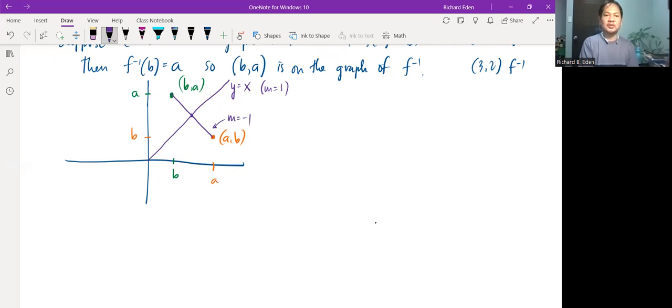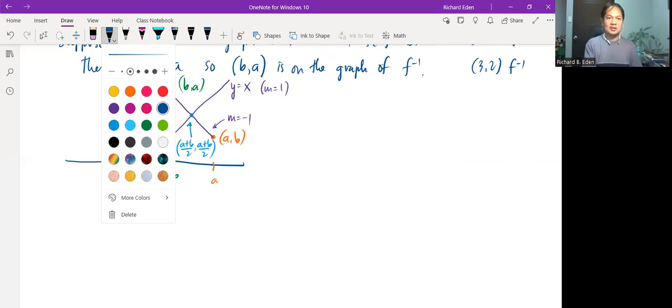Furthermore, what's the midpoint of the green point and the orange point? It's (A plus B) over 2 for both coordinates. So the midpoint, that blue point, has the same x and y coordinates, therefore it's on the line y equals x. And because the green and orange points are connected by a segment having slope negative 1, the perpendicular bisector should have slope 1. So, convinced? (A, B) and (B, A) are mirror reflections of each other.